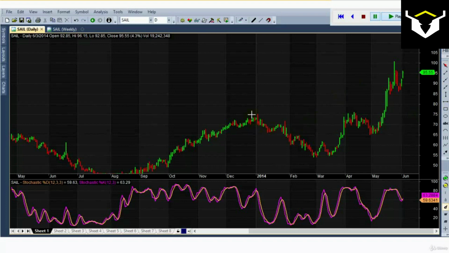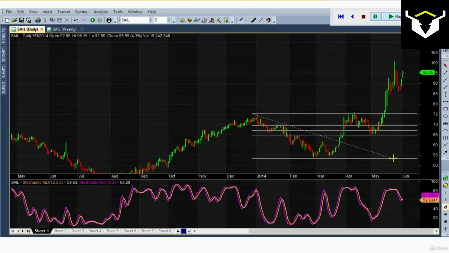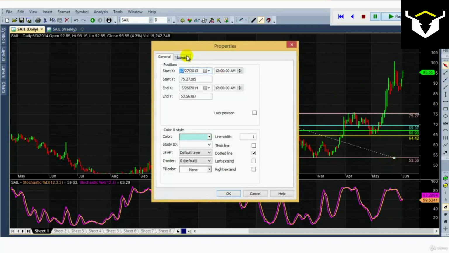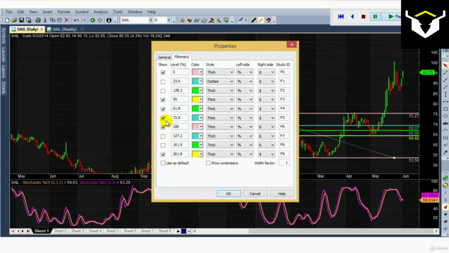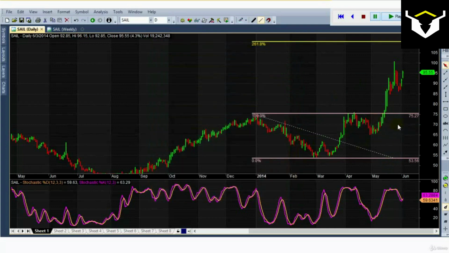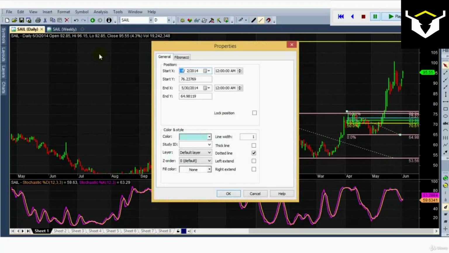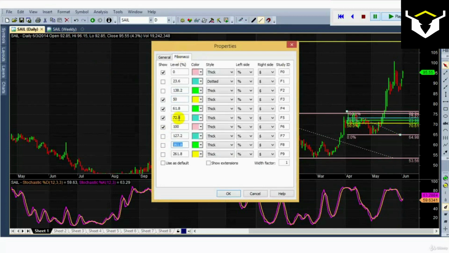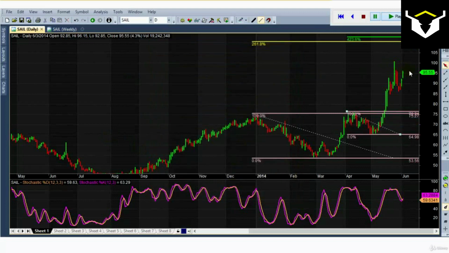So I'll remove the extensions. I just want 261 and none else, so I'll keep that. And the next extension is 423. I'll keep this one and remove all others.